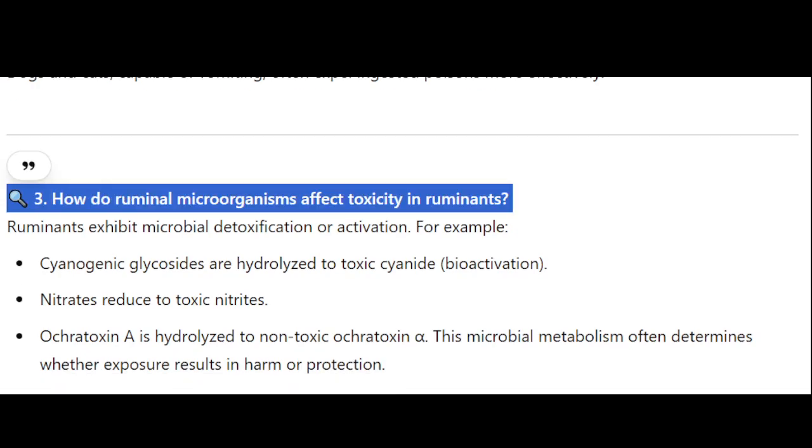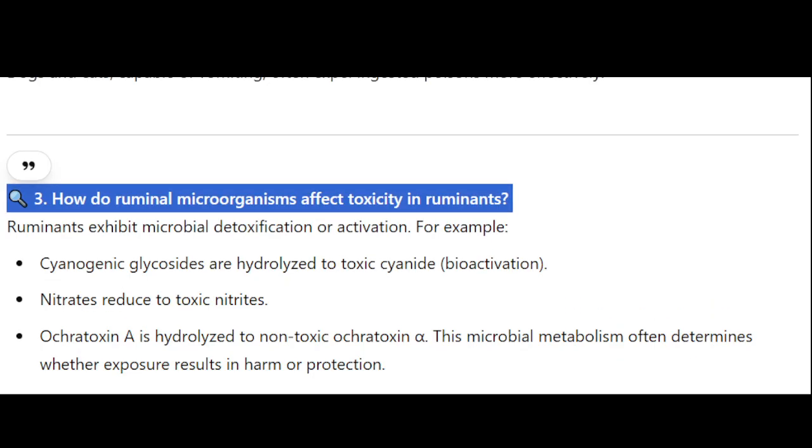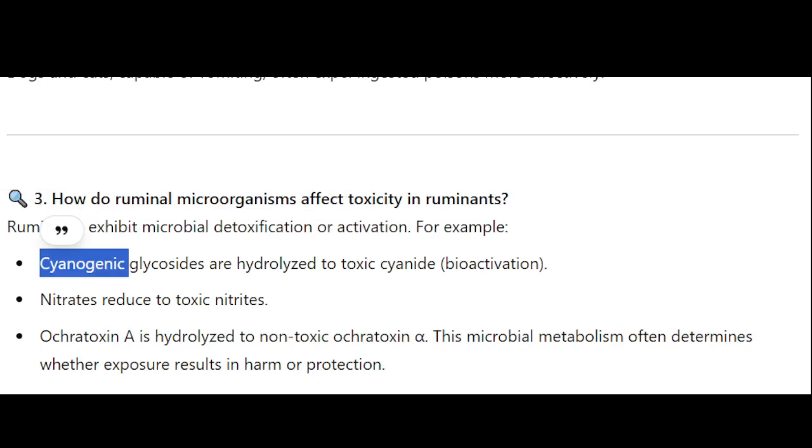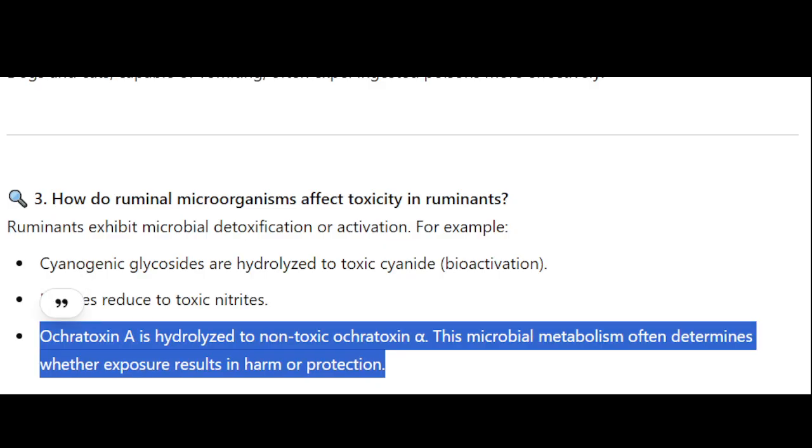3. How do ruminal microorganisms affect toxicity in ruminants? Ruminants exhibit microbial detoxification or activation. For example, cyanogenic glycosides are hydrolyzed to toxic cyanide, bioactivation. Nitrates are reduced to toxic nitrites. Ochratoxin A is hydrolyzed to non-toxic ochratoxin alpha. This microbial metabolism often determines whether exposure results in harm or protection.